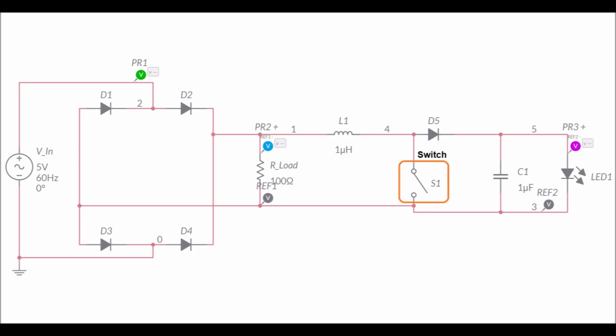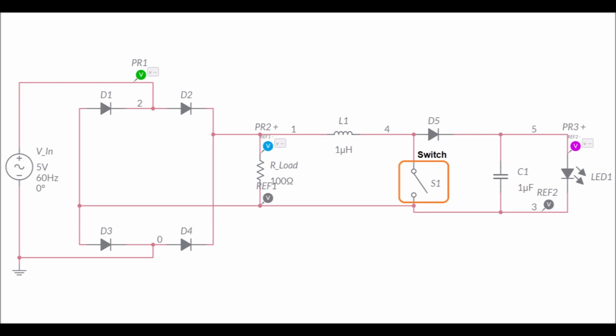The switch here is used to demonstrate how connecting or disconnecting the load affects energy storage and LED operation. The switch is placed on the output side of the system near the capacitor and the LED. Its main purpose is to control how the stored energy is used and to demonstrate the charging and discharging behavior of the circuit.